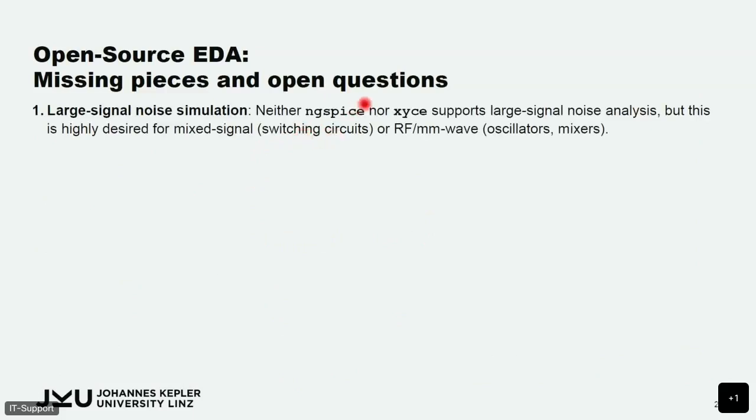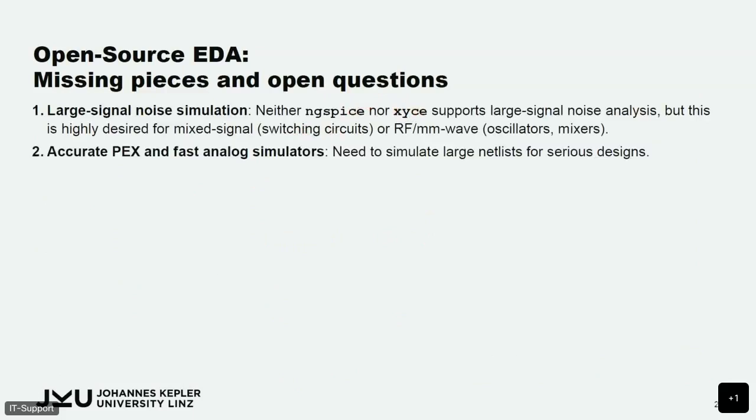NOAA and GSpice, NOAA XICE do have large signal noise, and it's absolutely needed for mixed signal, whenever you have large signal operation, like in switching circuits, also when you do RF or millimeter wave, like oscillators, mixers. So this is a big, big gap which needs to be addressed.